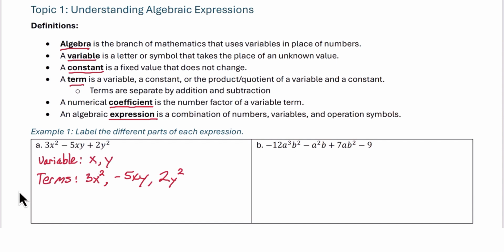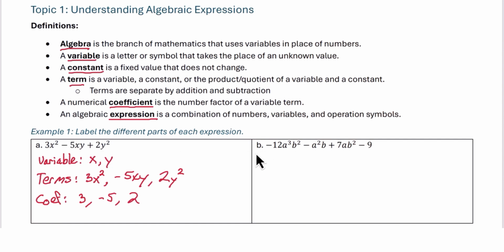Coefficients are the numerical factor of a variable term. So let's look at the coefficient. The first coefficient is 3. It's the numerical factor of this first term. The next coefficient in this term is -5. Then finally, this term has a coefficient of 2.